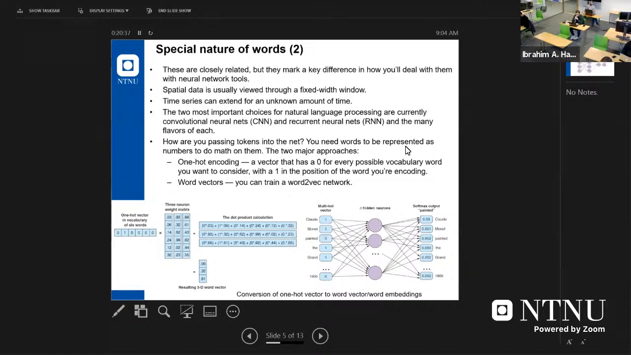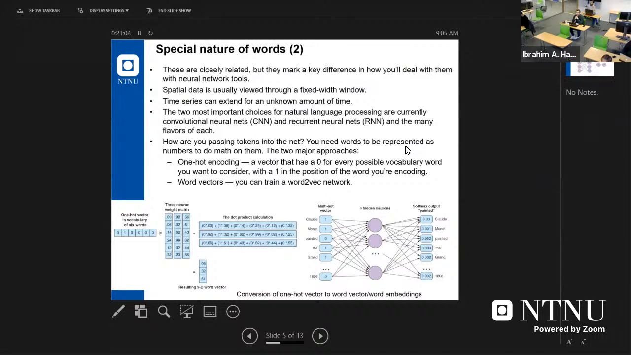These are closely related, but they make a key difference in how we deal with them with neural network tools. Spatial data, for example, is usually viewed through a fixed-size window. We need to use this fixed window all the time because we're working with a neural network, and we need to define the number of inputs. Time series can be extended for an unknown amount of time. If it is a time series, we won't have this limitation; we can just work with the length of the data.